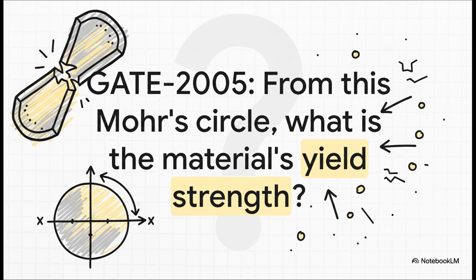Okay, let's flip the script a bit. This time, we're actually given the answer, the Mohr's circle itself, and our job is to work backwards and figure out what it tells us about the material's strength. This is where you can really see the power of this graphical tool.